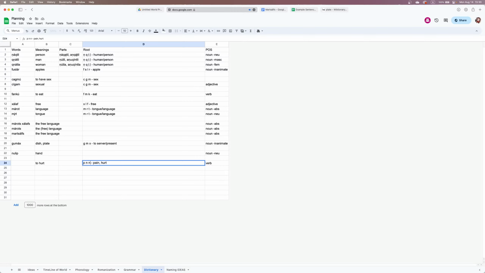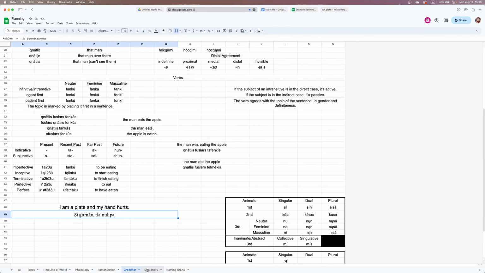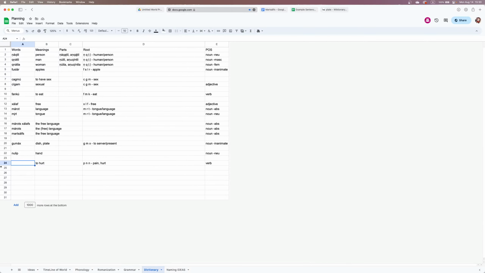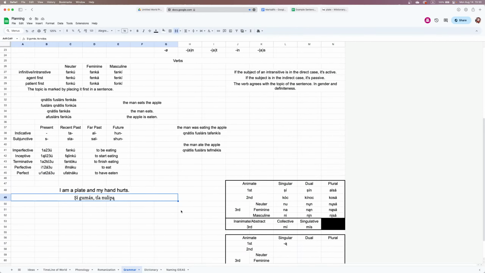Pa, na, no. Just taking a P and an N from pain. So pa, na, na. Which would make panu. Panu is a geminated panu. And this will be to hurt. And this could be both. This is both transitive and intransitive, I actually want to say.